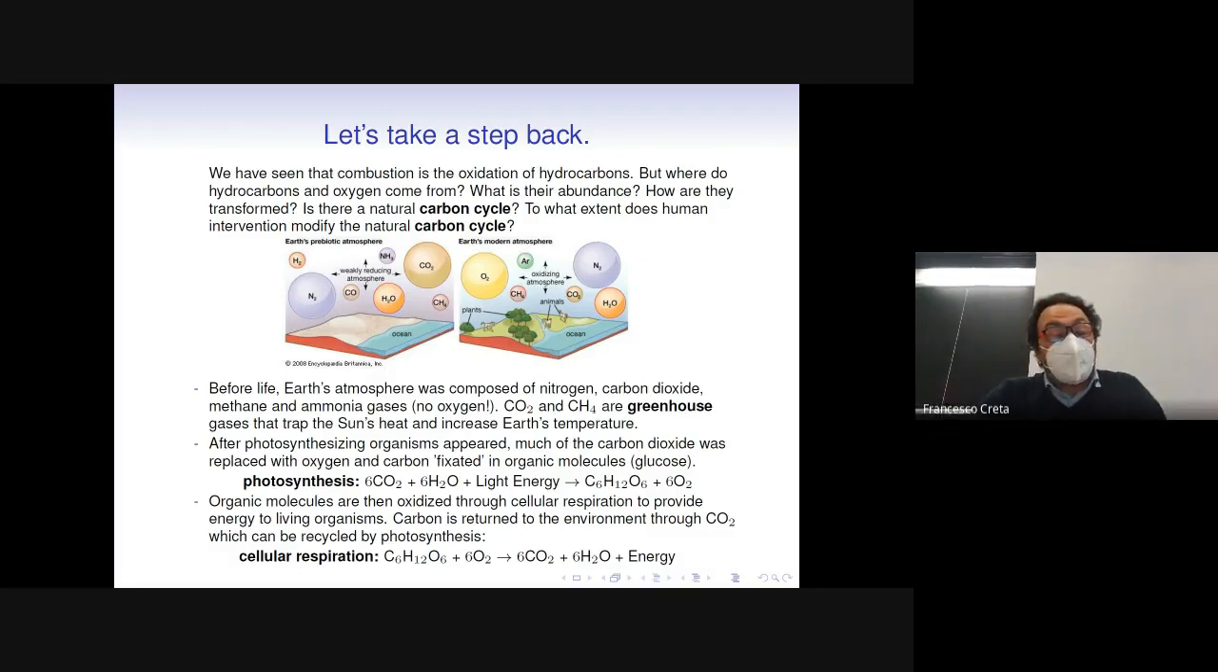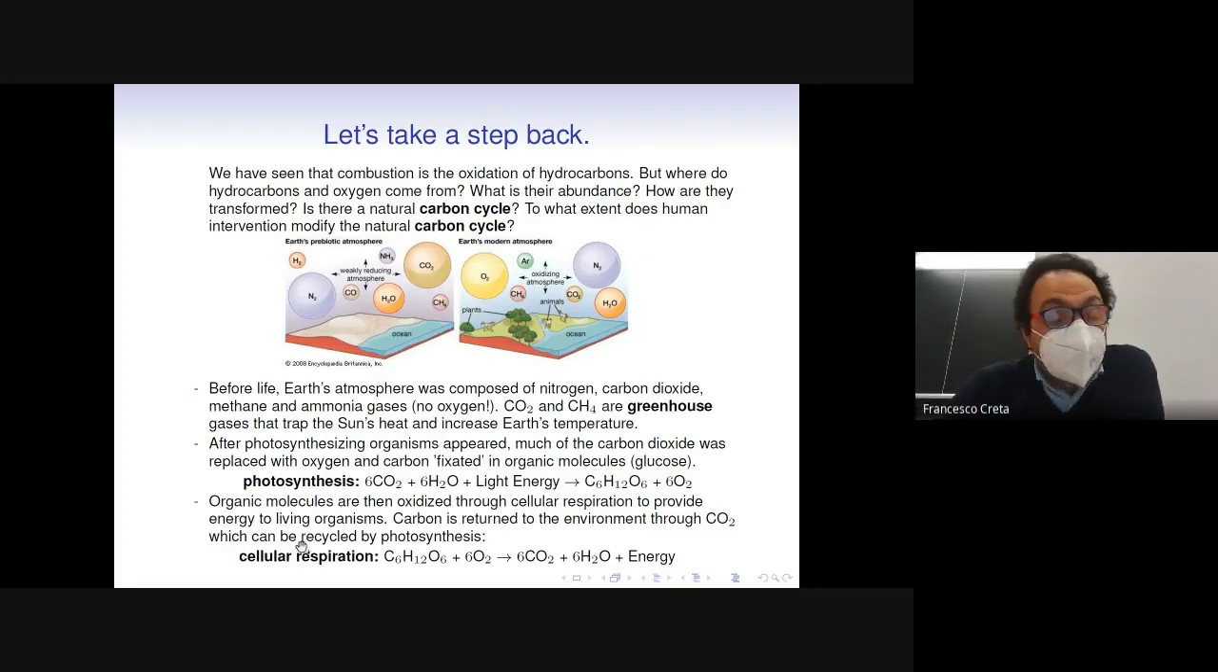Now, obviously, there's also the opposite, okay? The so-called cellular respiration, where you have essentially organic molecules that we've just formed that are essentially oxidized with the oxygen present to form CO2 and water. So this is very similar to combustion with an output of energy. So this is what happens, for example, also in human bodies, okay? And so carbon is returned eventually to the environment.